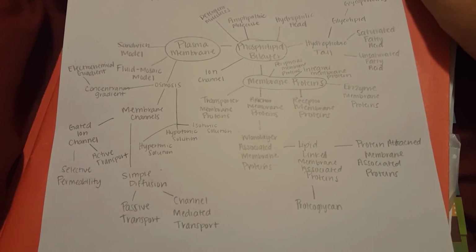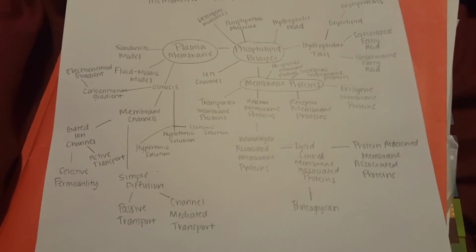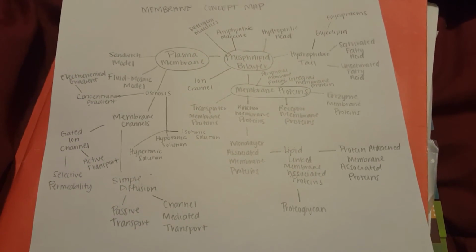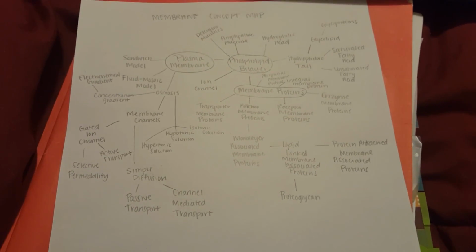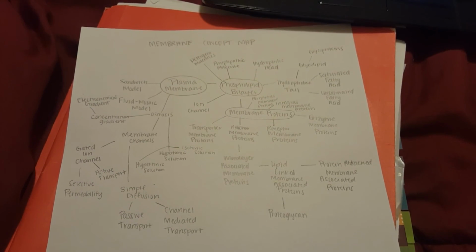the cell membranes only allow certain molecules to cross into and out of the cell. And that is my membrane concept map.